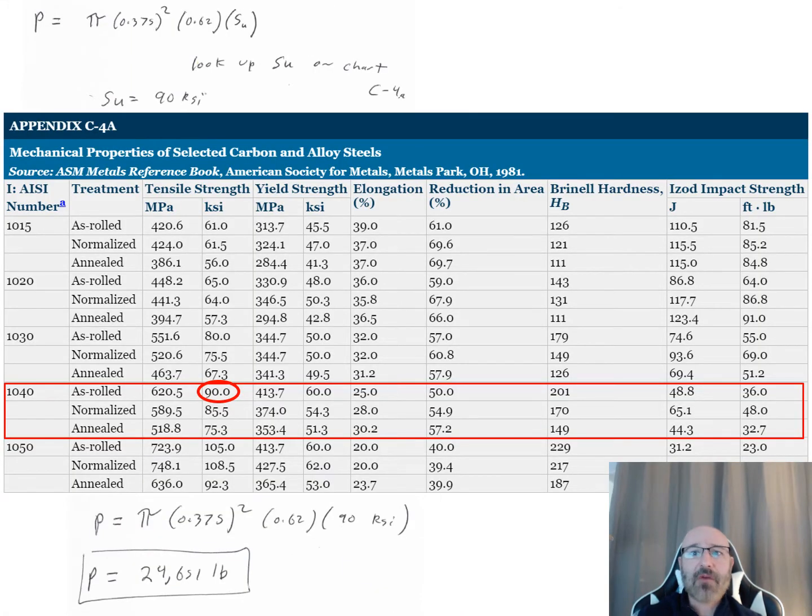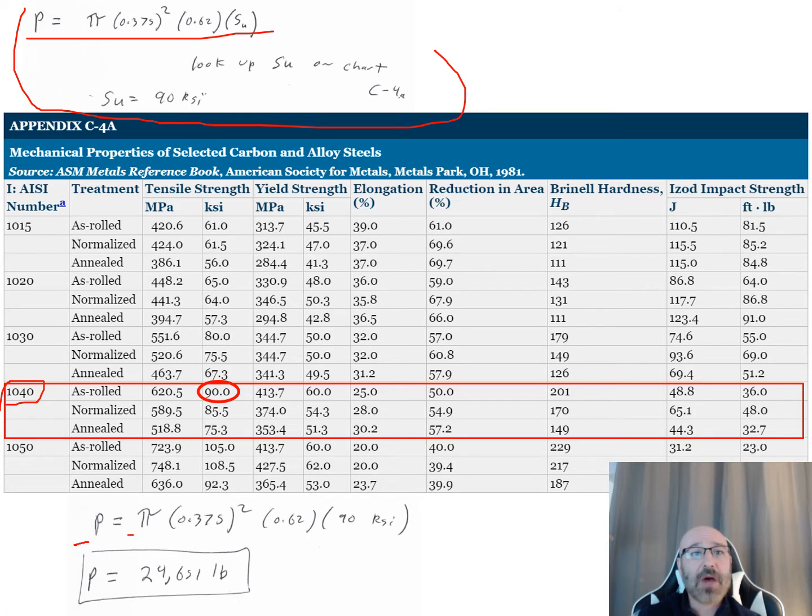So we go to the back of our book. This is chart C4A. We have a bunch of different ones, and I've got a small section of this here. I've rewritten out my equation, and we can see that if we went with a 1040 as rolled steel, the strength in KSI is 90 KSI, and we could plug it right in. That's great. We can go through that whole process when we plug it back into this general equation for 90 KSI, if we chose a 1040 steel.